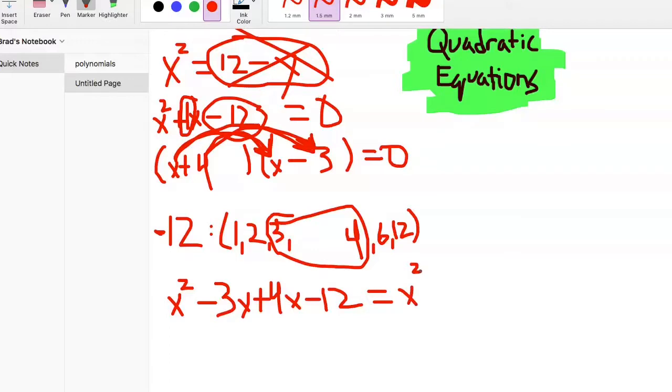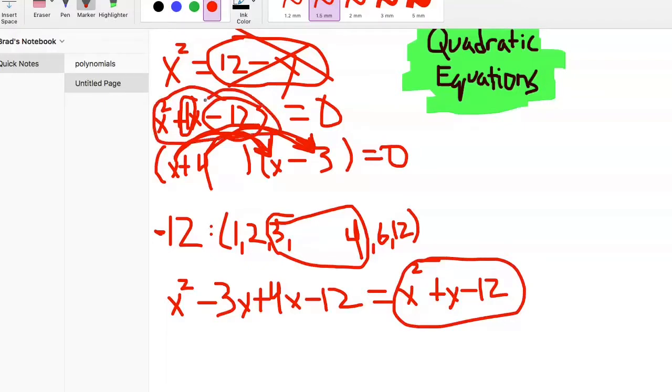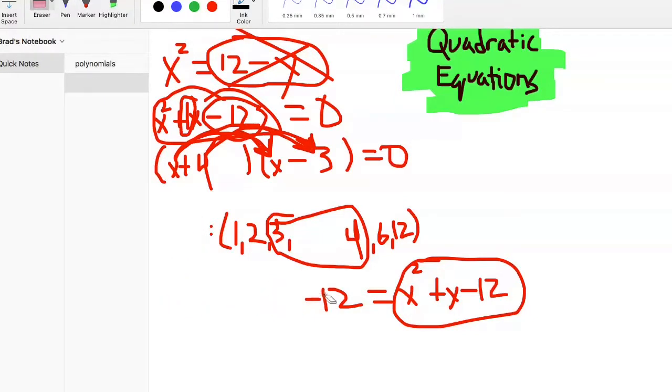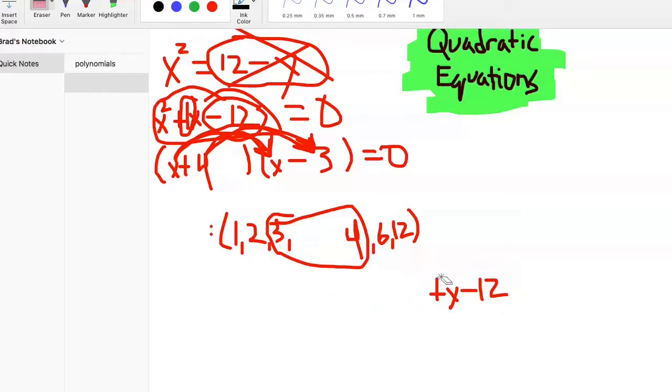Okay, and if we combine this, we get x squared, and negative 3x plus 4x is just a plus x. So negative 3 plus 4 is 1. And then we still have our minus 12. Okay, so it looks good, right? This is the same as what we had up here before I drew all over it. And so we're good. Let's erase and make this a little cleaner. This was just checking to make sure we did it right, which we did.